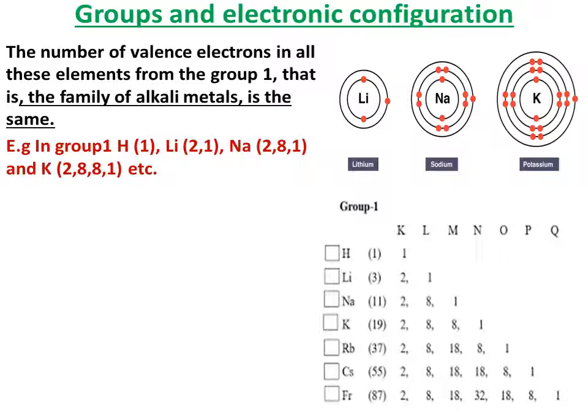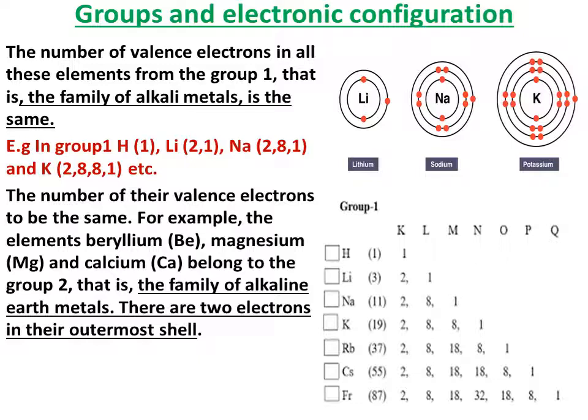The distributions of the shells are given. Hydrogen is a group 1 element, and the electronic configuration of hydrogen is 1, lithium 2,1, sodium 2,8,1, then potassium 2,8,8,1. The valence electrons are the same in all group 1 elements, but the distribution of shells is different.